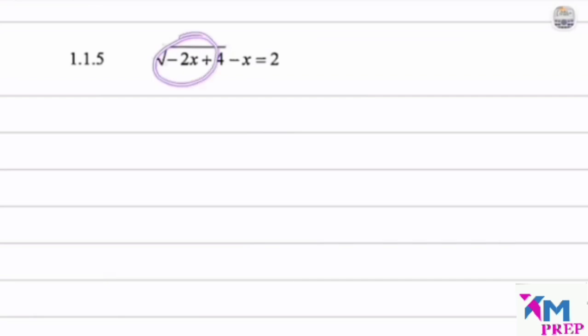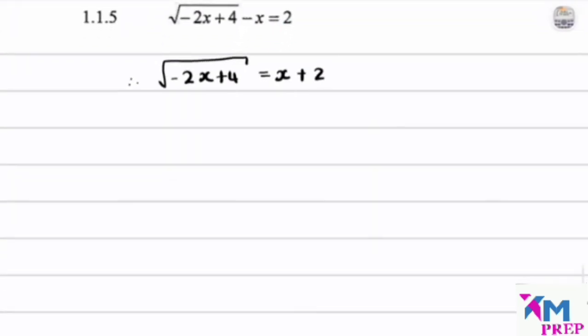So the best way to get rid of this surd is to isolate it, leave it on its own on one side and take whatever is not in the surd over. So negative x is going to go over. So when we rewrite this, this is the square root of negative 2x plus 4 is equal to, and I know there's a 2 here, but this becomes positive. So we might as well just write it before the 2. So that 2 was also positive, so it stays positive 2.